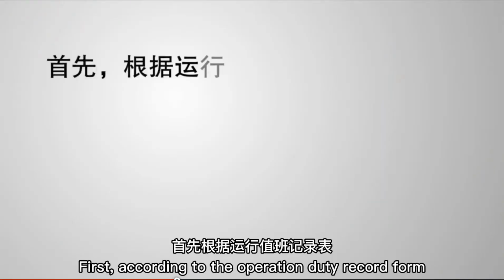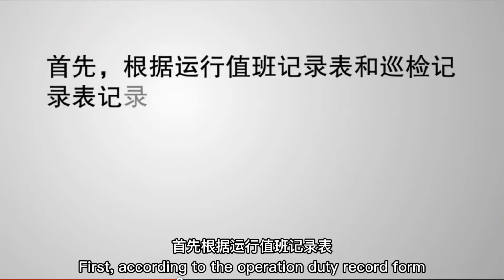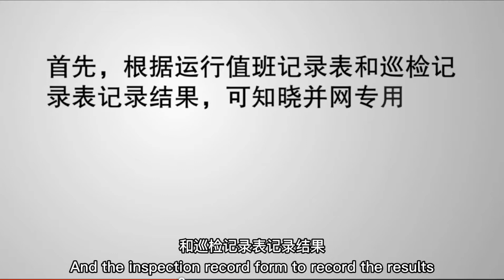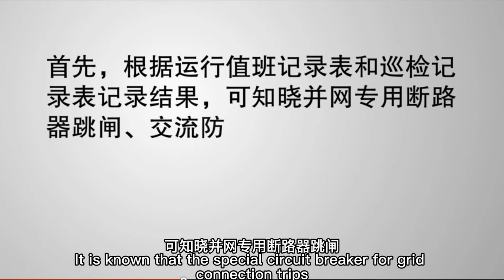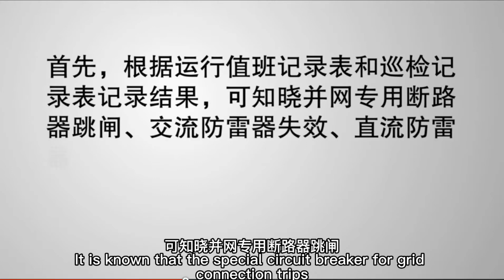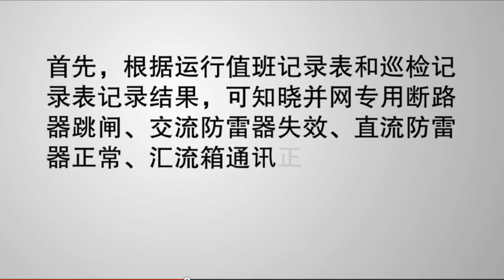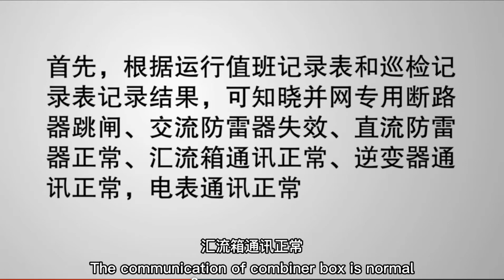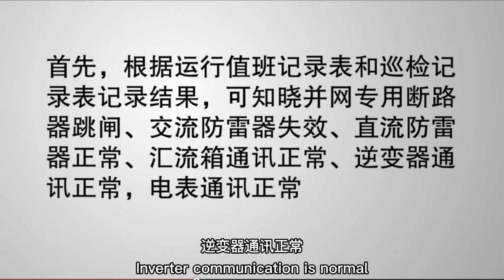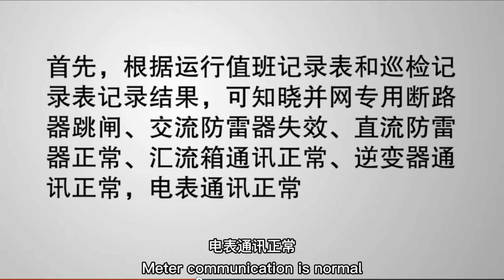First, according to the operation duty record form and the inspection record form, record the results. It is known that the special circuit breaker for grid connection trips. Failure of AC lightning arrestor. DC lightning arrestor is normal. The communication of combiner box is normal. Inverter communication is normal. Meter communication is normal.